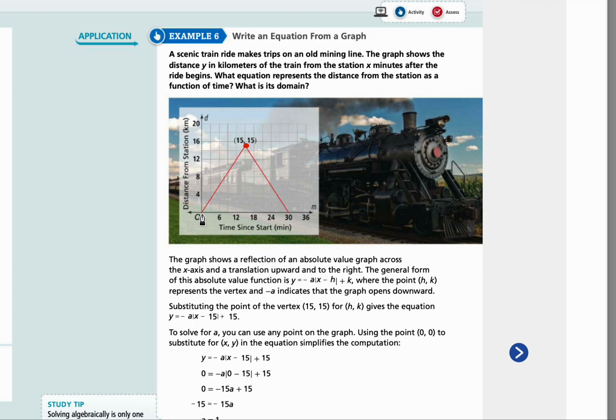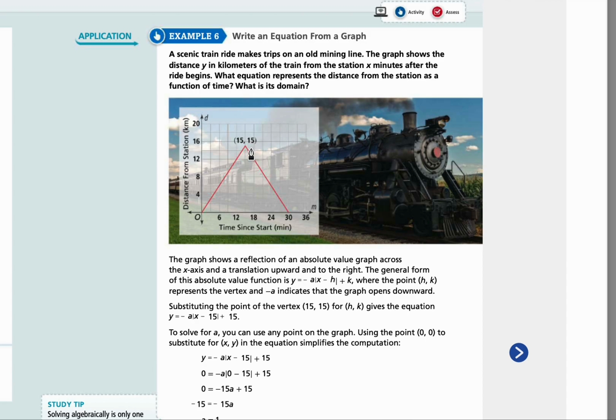So your graph is starting from 0, 0, your origin. That means at 0 minutes, before you even started, the distance is 0 kilometers away, so it is at the station. And as time passes, the train is going further and further away from the station because the distance is increasing. Then at the vertex point, 15, 15, that is where it hits the maximum distance away from the station, and it starts to come back after 15 minutes at 15 kilometers away.